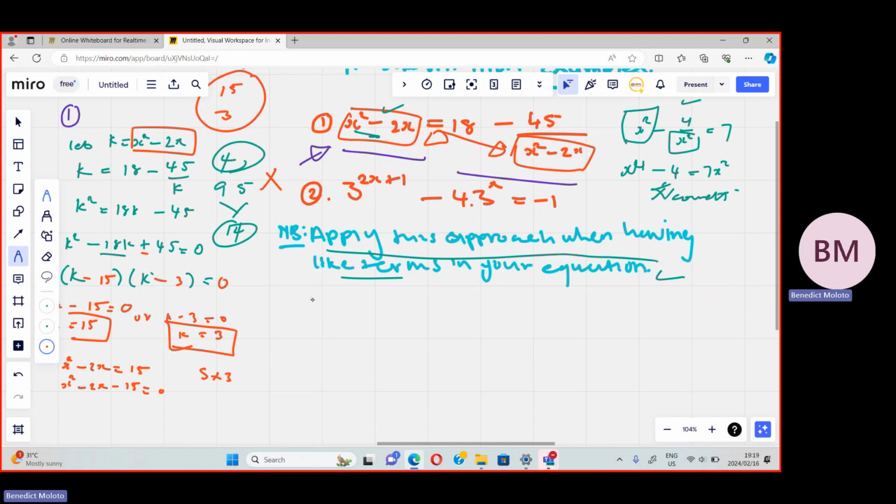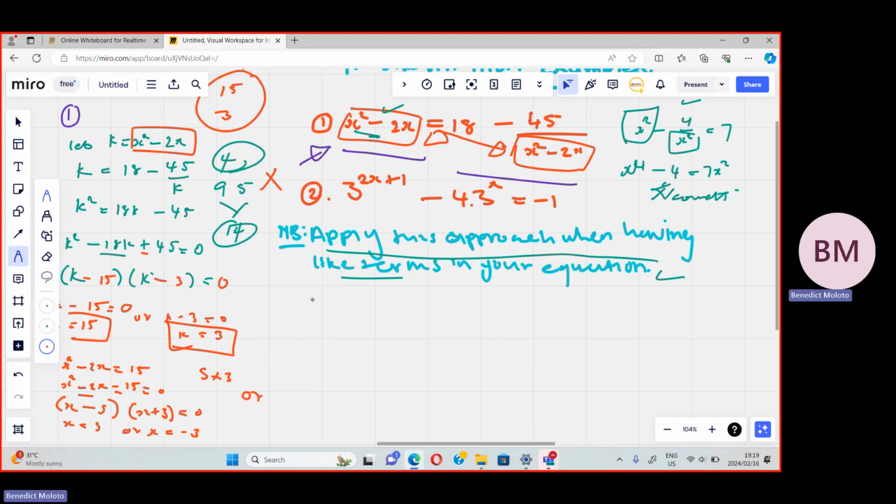So obviously we're going to have x minus 5 because here is negative, x plus 3 because here is negative, also equals 0. Then x equals 5 or x equals negative 3.